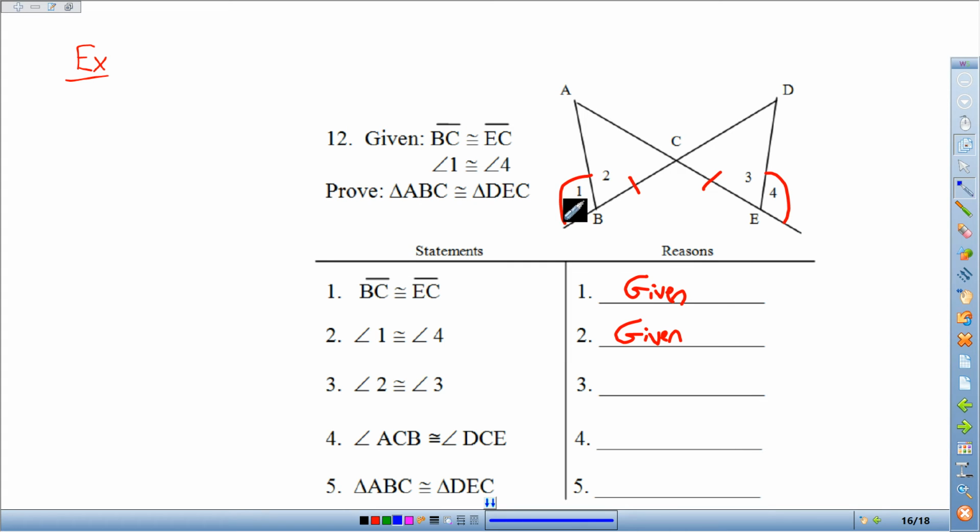Since angles 1 and 4 are congruent, that means angles 2 and 3 also must be congruent for them to both add to 180. So that's why we can say this angle is congruent to this angle. So angle 2 is congruent to angle 3. The reason why is because they were linear pairs. So there's that one reason we haven't seen yet. Yeah, that one's a little strange, but that's the idea on that.